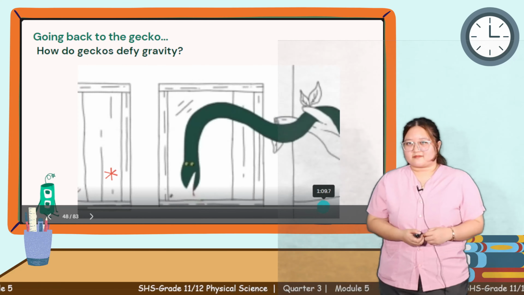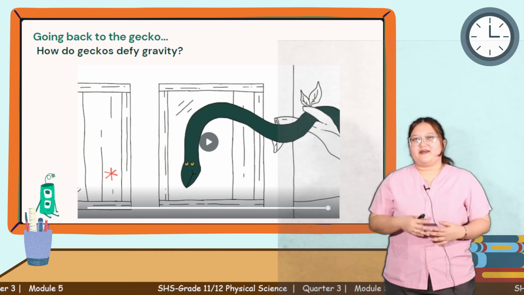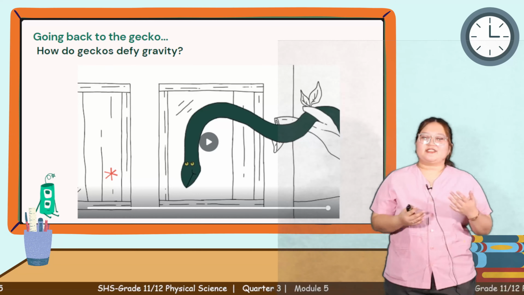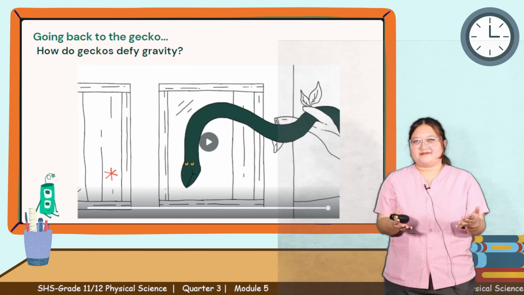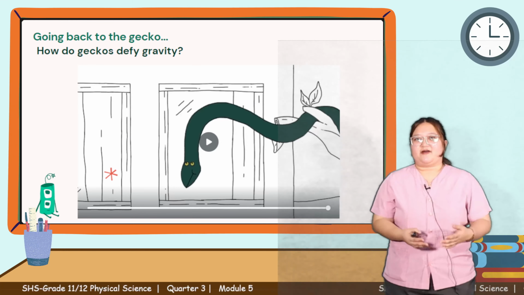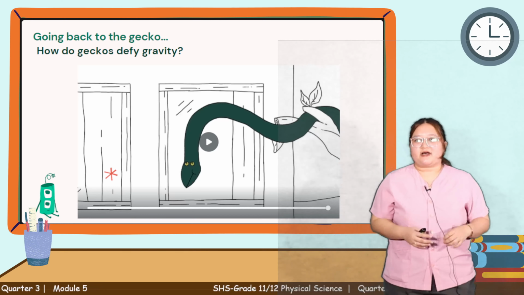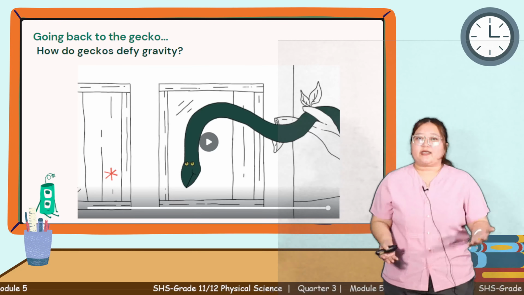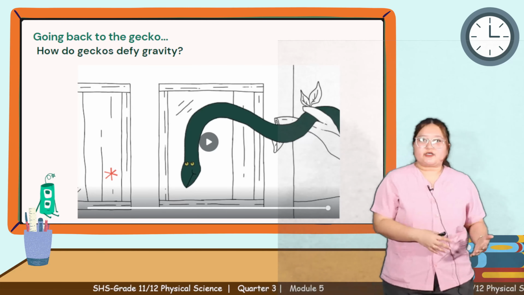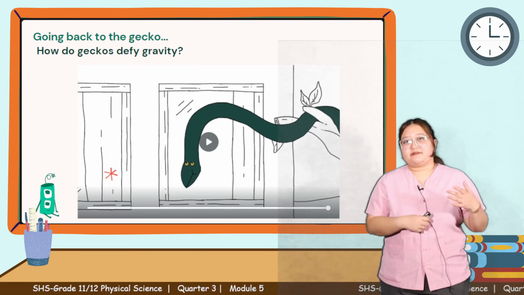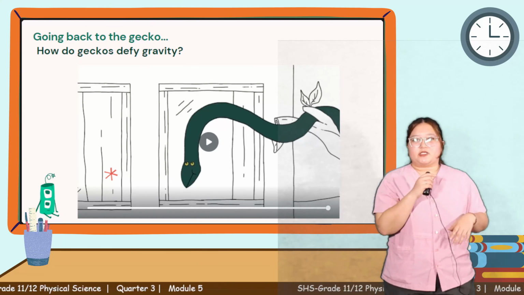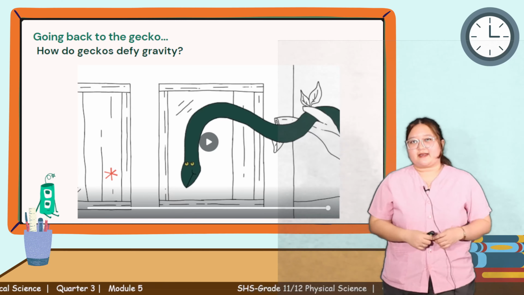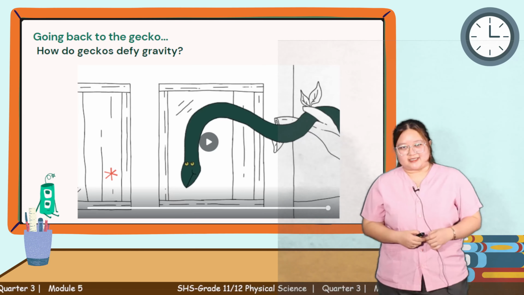Alright, so the gecko uses a very simple principle. What is this principle? That positive and negative charges attract. Okay, so in this case, the gecko uses the van der Waals forces to attach itself to the wall. And not just the gecko actually, also the spiders and other types of lizards that can scale a vertical wall and hang upside down from a ceiling.